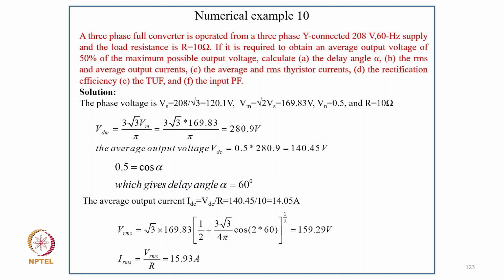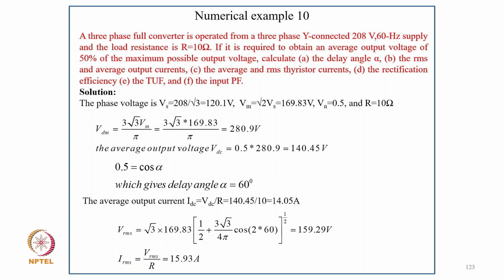Coming to numerical example 10, a 3-phase full converter is operated from a 3-phase star connected 60 Hz supply and the load resistance is 10 ohm. It is required to obtain an average voltage of 50% of the maximum possible. Calculate the delay angle alpha, the RMS and average output current, the average and RMS thyristor current, rectification efficiency, and utilization of input. So the phase voltage is Vs equal to 0.8 by 125, Vm equal to 169, Vn equal to 0.5, and R equal to 10.